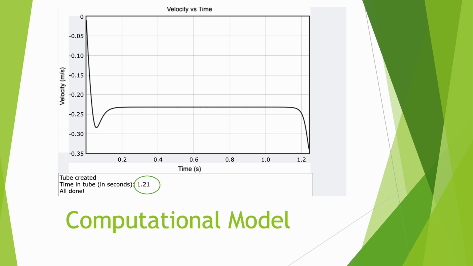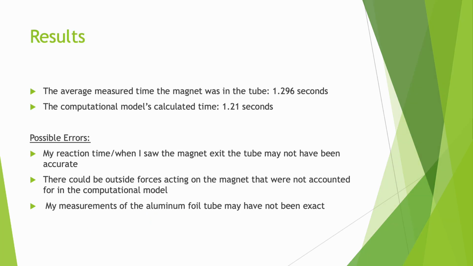Here is the result from the computational model. The graph shows the velocity of the falling magnet over time, with the time in the tube being 1.21 seconds. Moving on to the results of the experiment. The average time I measured that the magnet was in the tube was 1.296 seconds. The computational model calculated the magnet's time in the tube to be 1.21 seconds.